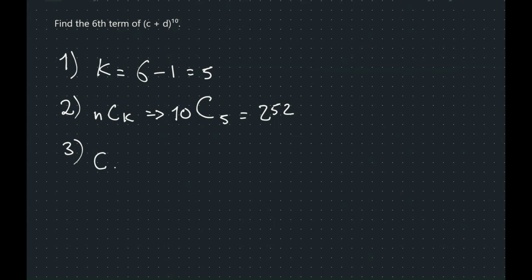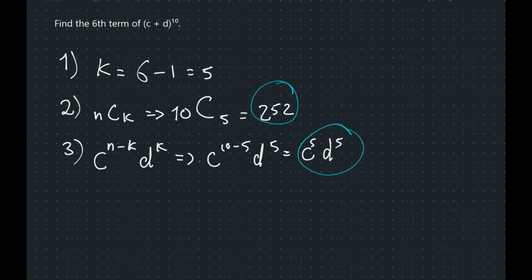So it's going to be c to the power of n minus k, and then d to the power of k. So c to the power of 10 minus 5, and then d to the power of 5, which is equal to c to the power of 5 and d also to the power of 5. And then the final amazing step is combining these two. So it's going to be 252 c to the power of 5 d to the power of 5. And this is our answer.